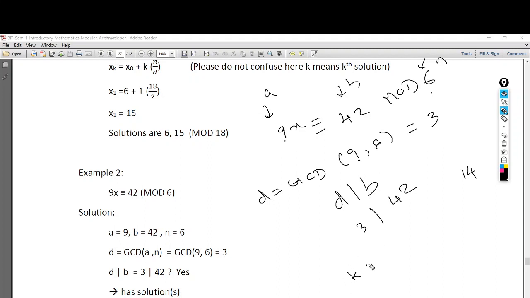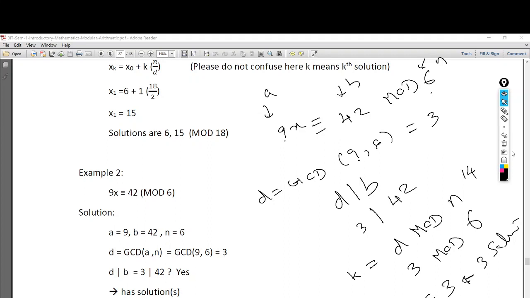Say this is K. So we can say K equals this particular D in mod n, right? In this case our D is 3, mod 6. So 3 mod 6 is 3. That means we are going to have 3 solutions, right? Then how to find the first solution, or the zeroth solution?